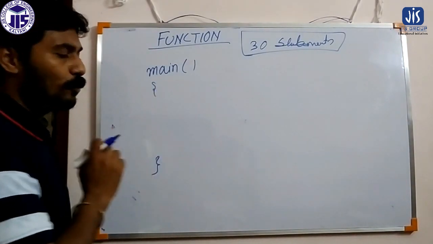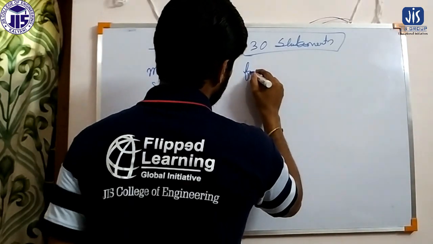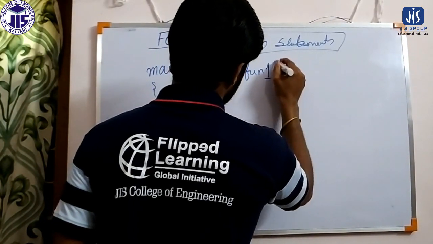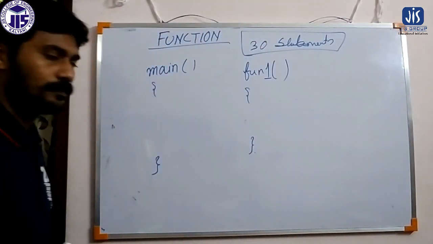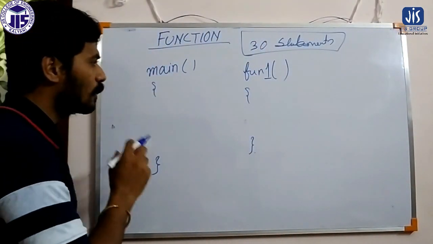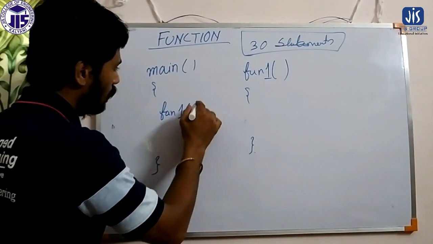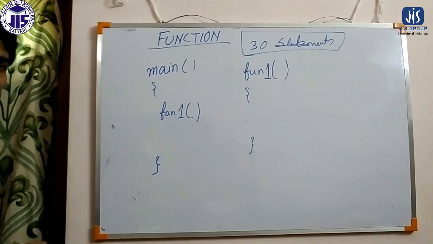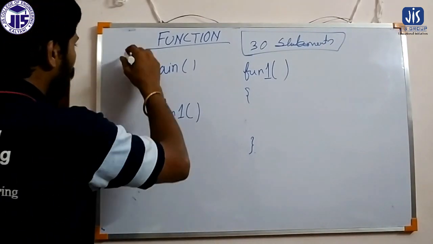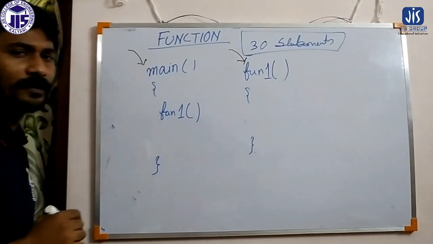So this is my main program, okay, and this is function 1. From the main program, we call function 1. So basically here we get two functions. One is main, that is also a function, and another one is function 1. This is another function that we have created, okay.